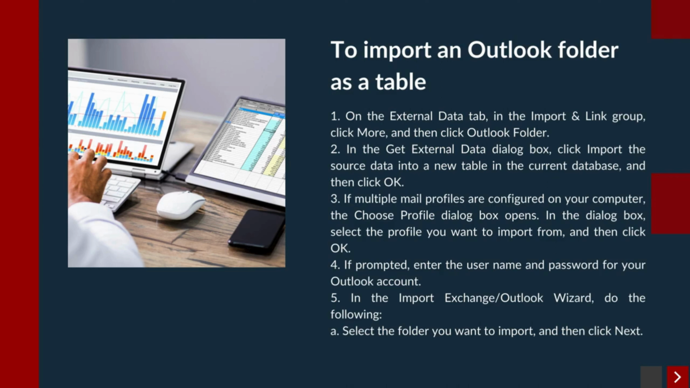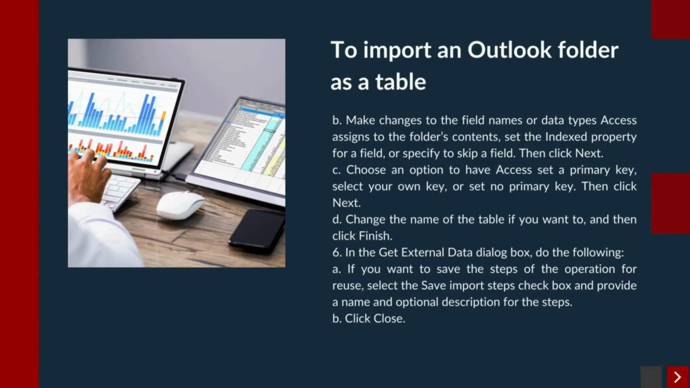5. In the Import Exchange Outlook wizard, do the following. A. Select the folder you want to import, and then click Next. B. Make changes to the field names or data types Access assigns to the folder's contents, set the indexed property for a field, or specify to skip a field. Then click Next. C. Choose an option to have Access set a primary key, select your own key, or set no primary key. Then click Next. D. Change the name of the table if you want to, and then click Finish.